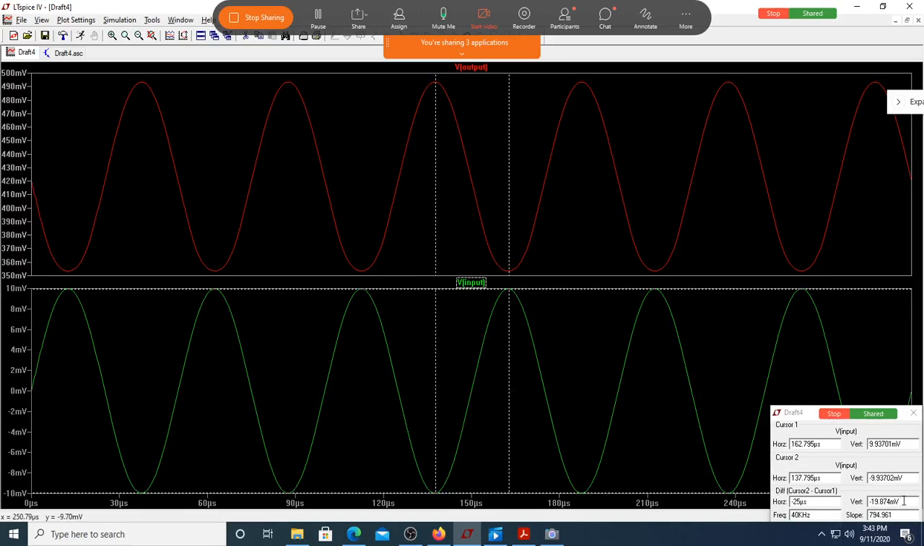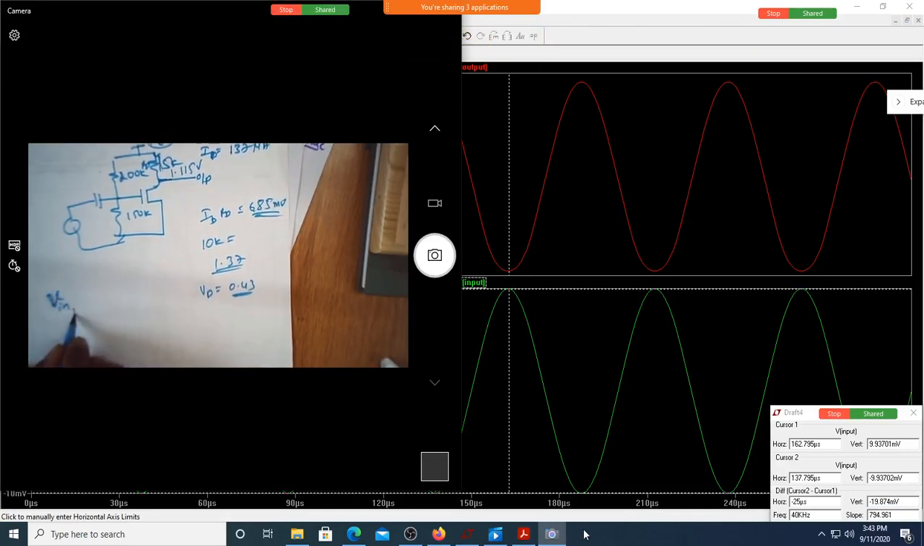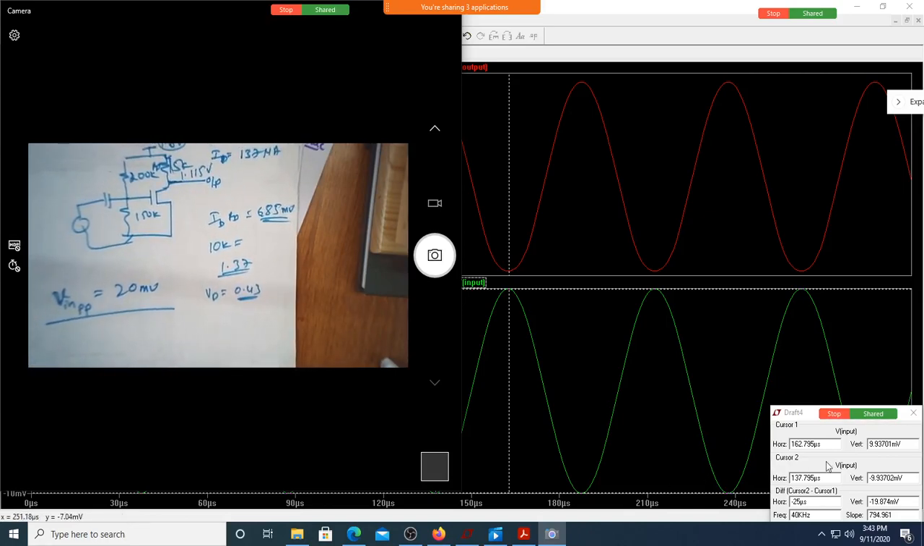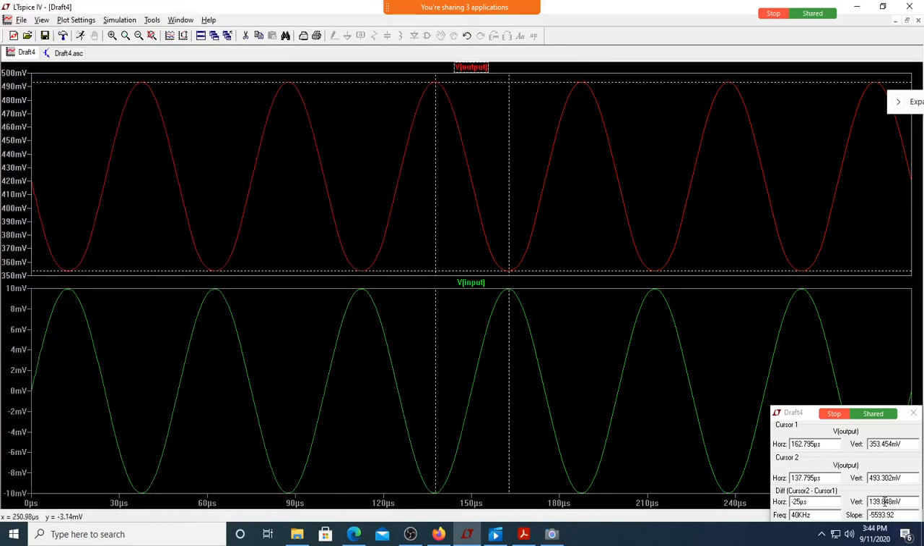Is it not almost 20 millivolt? 19.87. So V in peak to peak is 20 millivolt. How much is V out peak to peak? Shall we do the same thing over here? Double click on this. Can you see how much is output peak to peak? V out peak to peak is 139.848 millivolt.